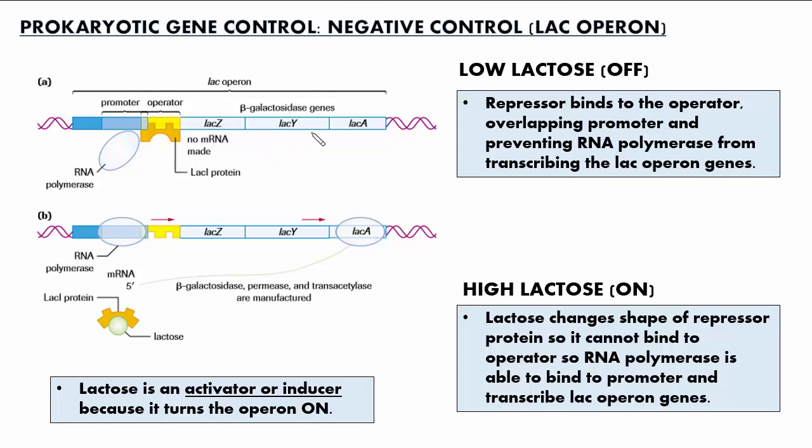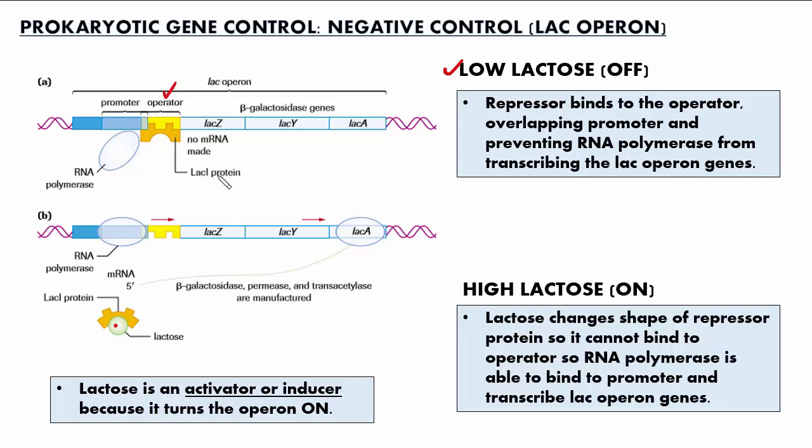Now, in the absence of lactose, or when lactose is low, we don't have lactose, which is symbolized here by this circle. And so the repressor protein will bind to a region on the DNA of a prokaryote, let's say bacteria in this case, right? It will bind to a region called the operator.